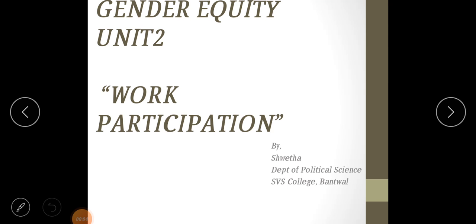Hello dear students, in this session let's focus on women's work participation or economic participation. See, as per the population census of India 2001, work participation is defined as participation in any economically productive activity with or without compensation, wages or profit, and such participation may be physical and or mental in nature.